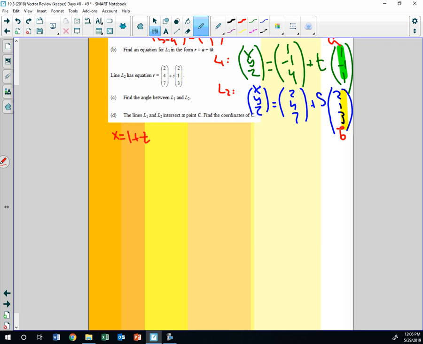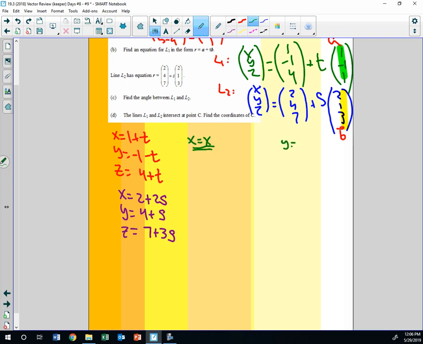x equals 1 plus t, y equals negative 1 minus t, and z is equal to 4 plus t. And then we're going to have x is equal to 2 plus 2s, y is equal to 4 plus s, and z is equal to 7 plus 3s. And then we just go x equal to x and y equal to y. And watch what happens.